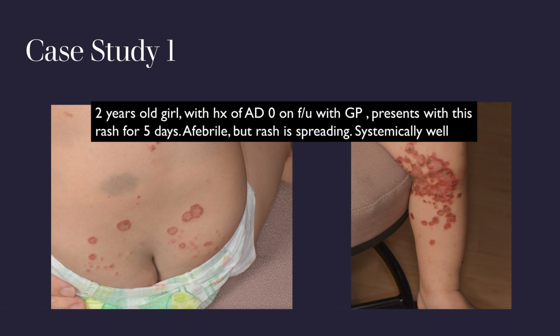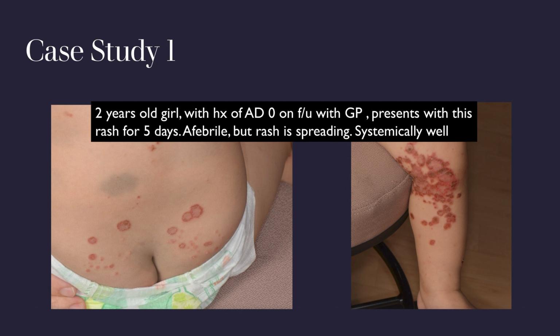Okay, let's go through a case study. This is one of my patients. As you can see, it's a young child with very crusted lesions, particularly over the lower back and the popliteal fossa. This is a 2-year-old girl with a history of atopic dermatitis. She was on follow-up with a GP for that. She presents with this rash for 5 days. She's afebrile, but the rash is starting to spread to other areas, but she's systemically quite well.